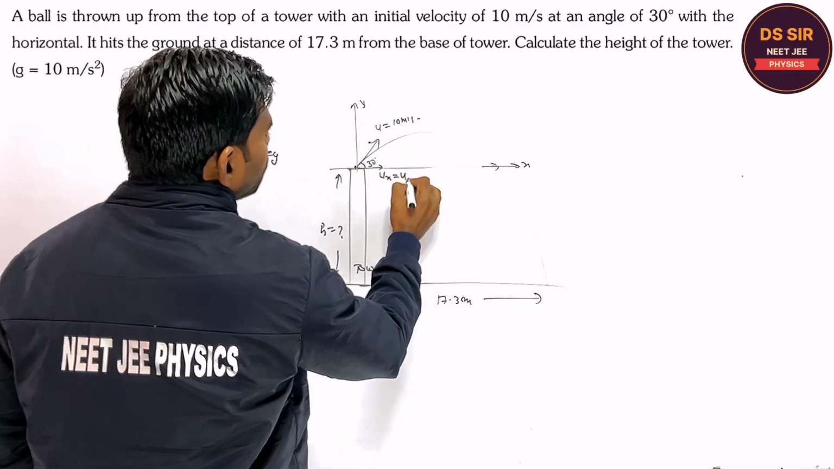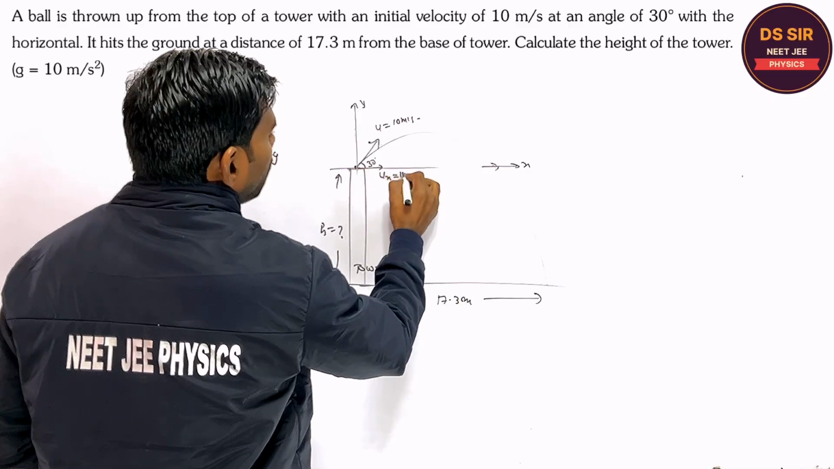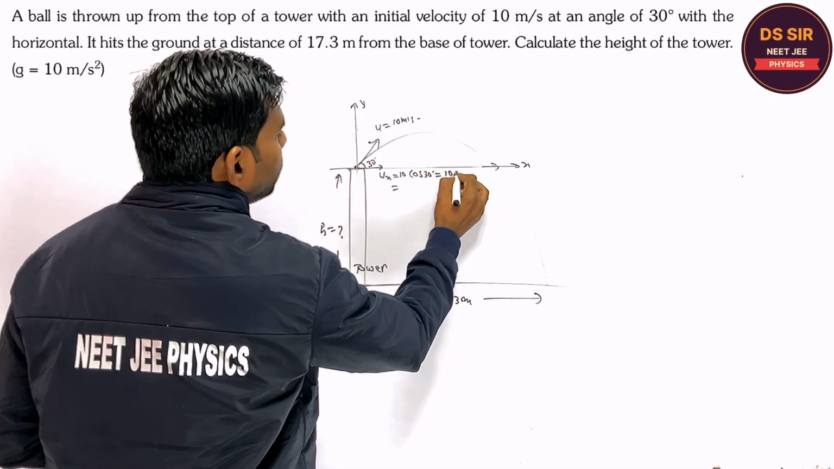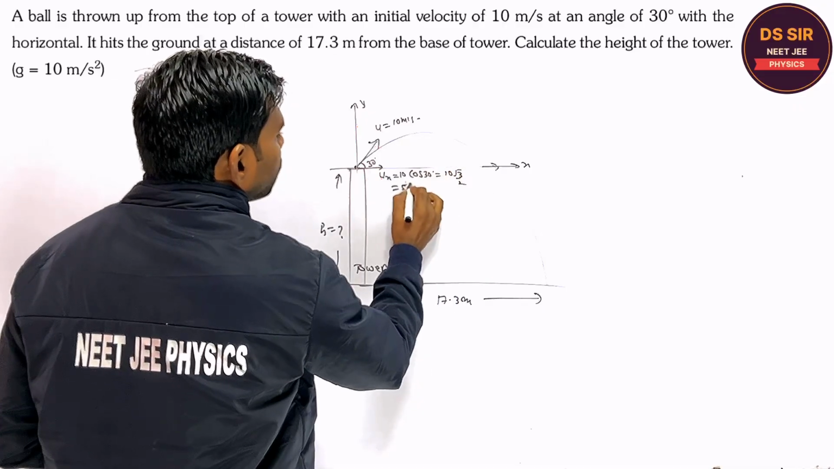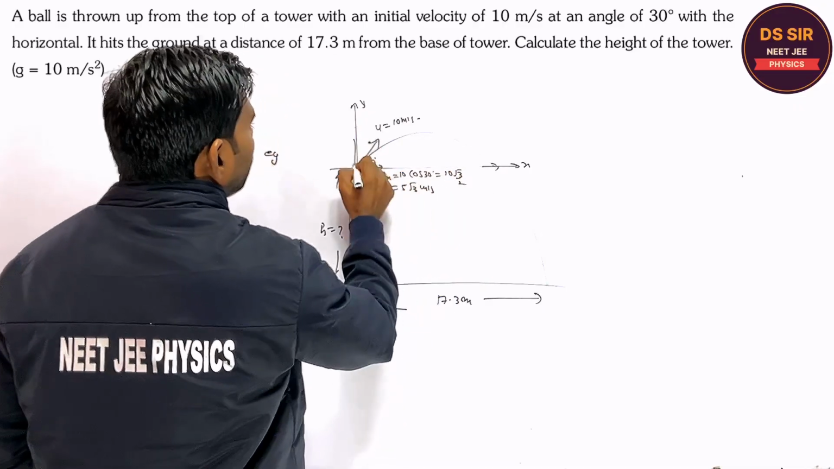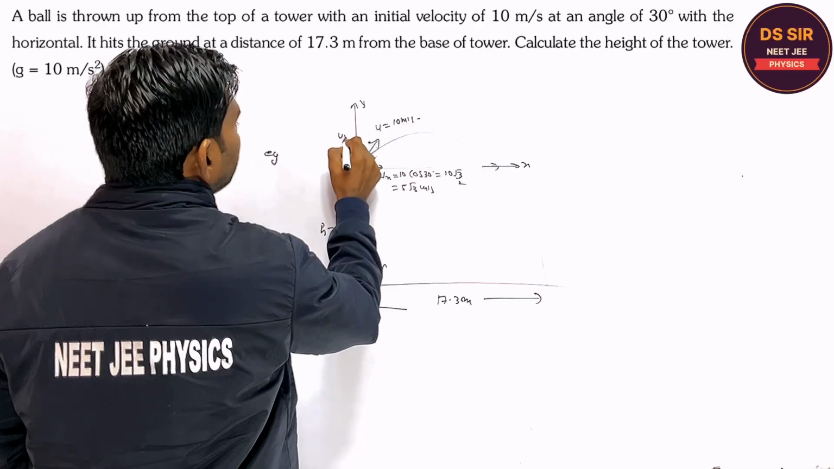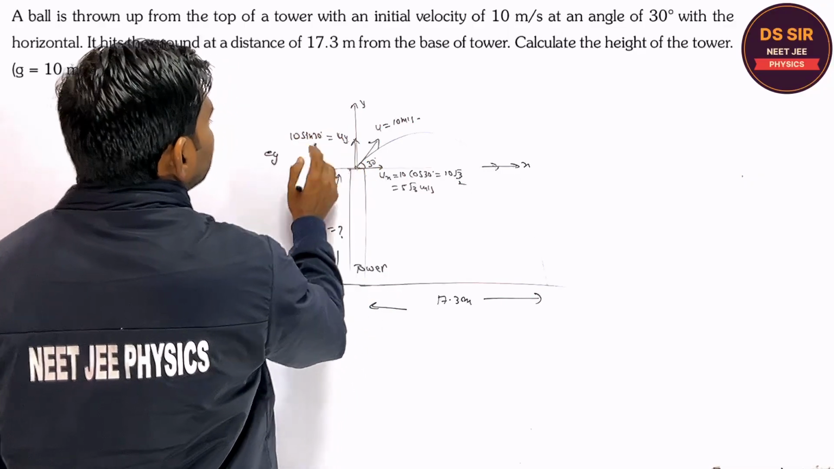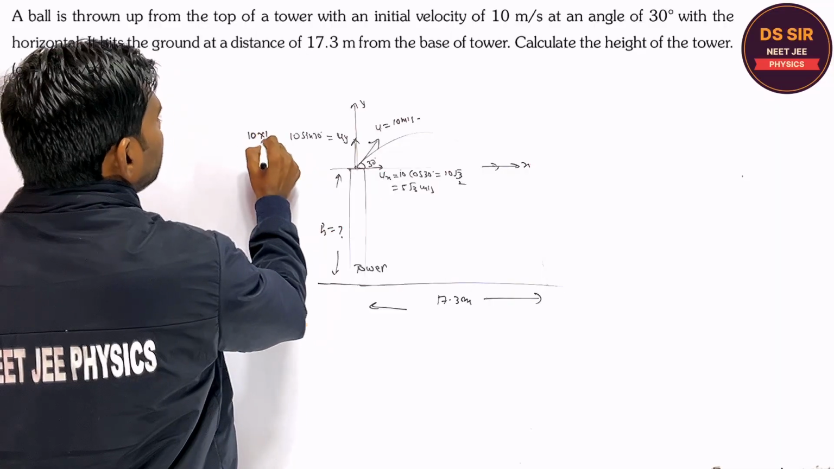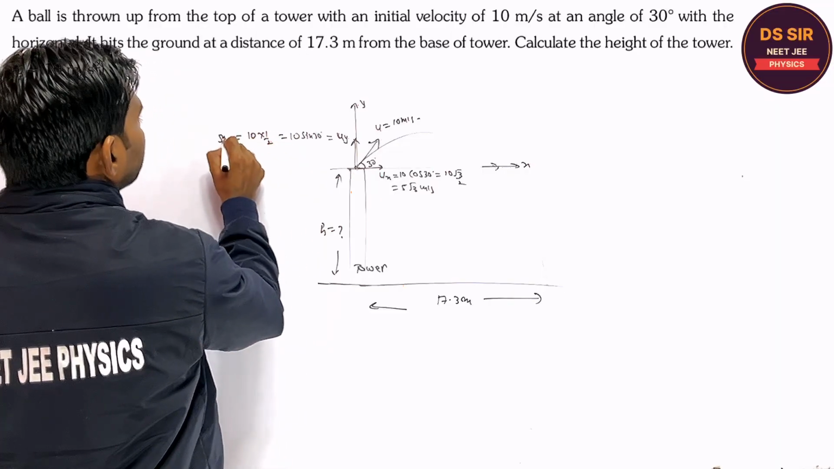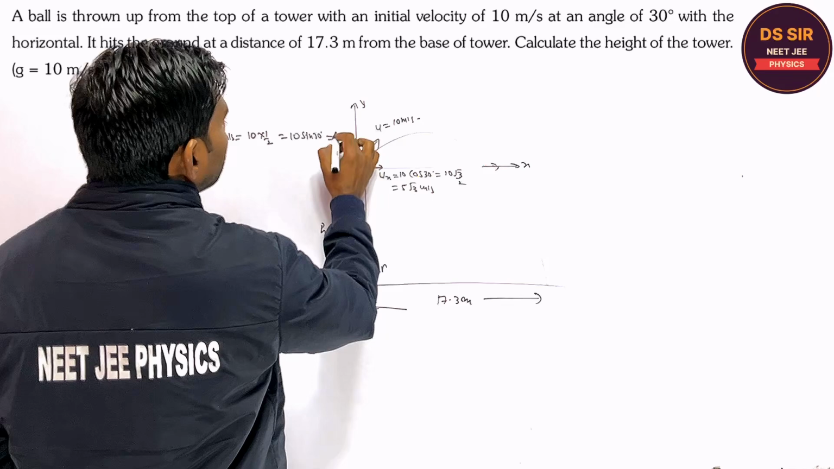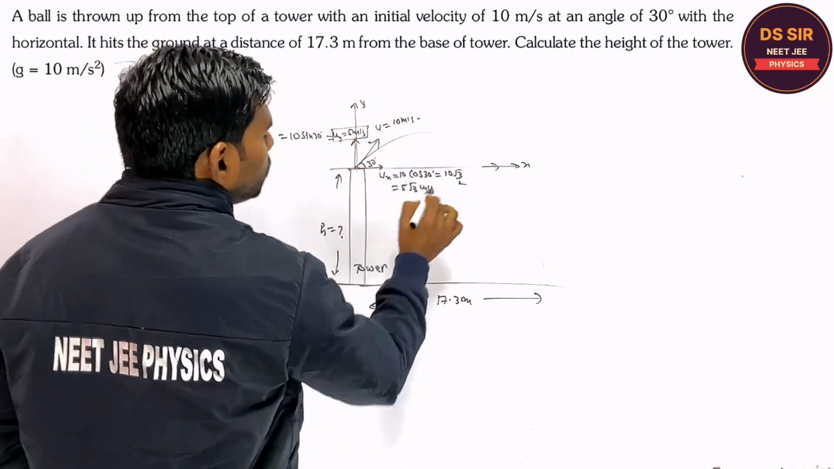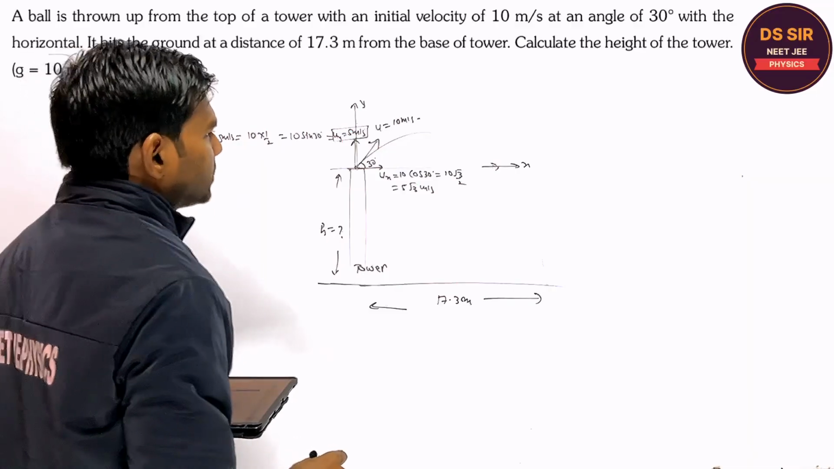Ux is what? u cos 30, that is 10 cos 30, right? It is 10 root 3 by 2. So this is 5 root 3 meter per second. And what is the vertical velocity component? Uy is equal to 10 sin 30. So it is equal to what? 10 into 1 by 2 is equal to 5 meter per second. So the vertical component is 5 meter per second. Is it clear? The horizontal component is 5 root 3 meter per second.